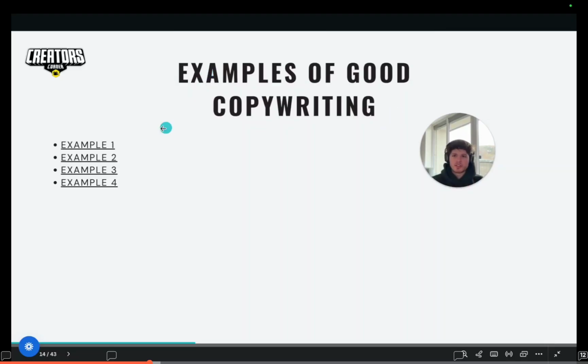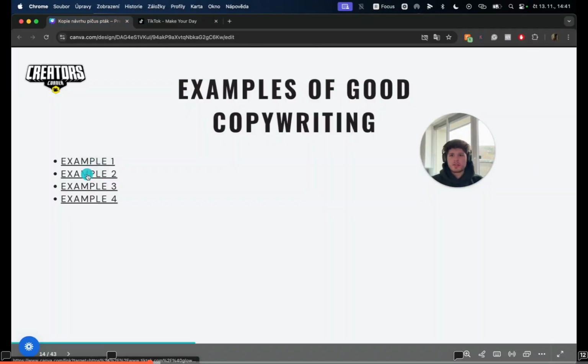Okay, and now let's get into some examples of good copywriting. So here I have two examples of slideshows that we can go through.